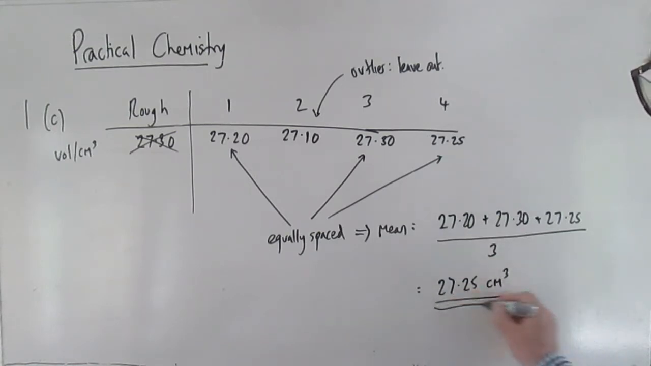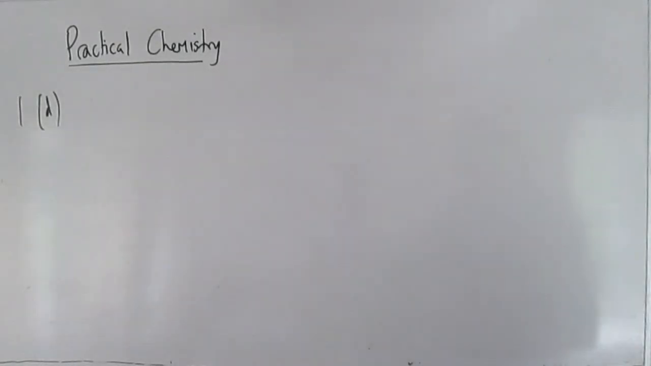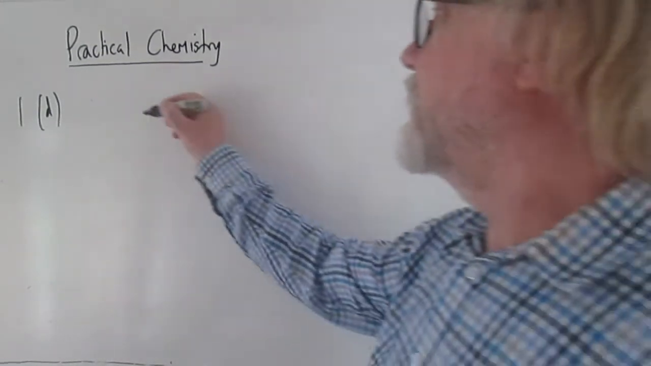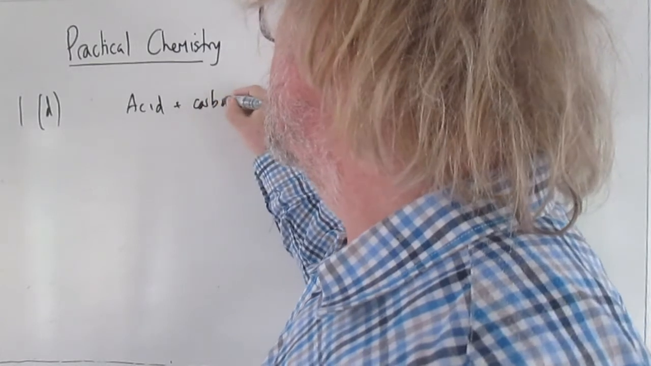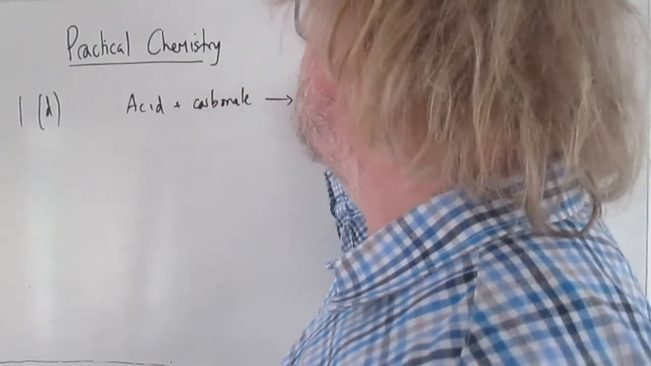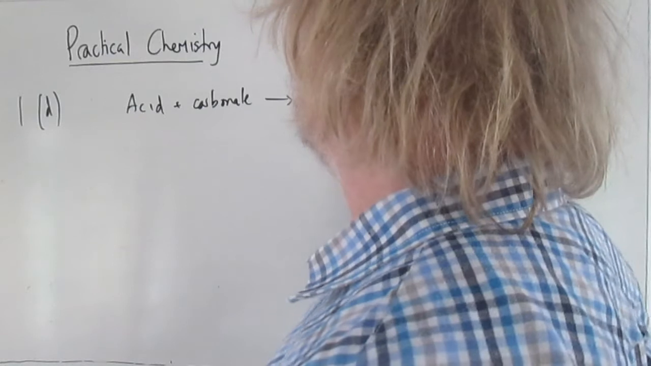Part D then wants the equation for the titration reaction, and it gave you a bit of help because we haven't done that much on carboxylic acids, so it told you what the formula of the salt was that you were going to form. So if you remember, the general recipe is that you have acid plus carbonate gives you salt plus carbon dioxide plus water.